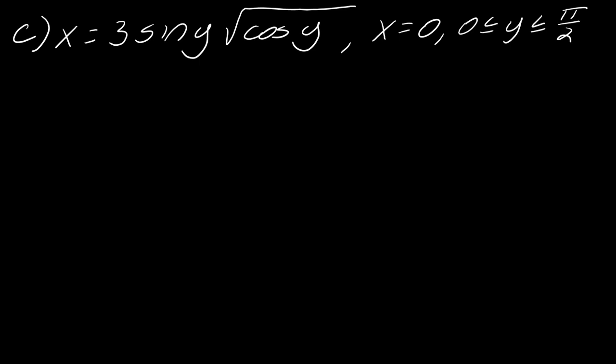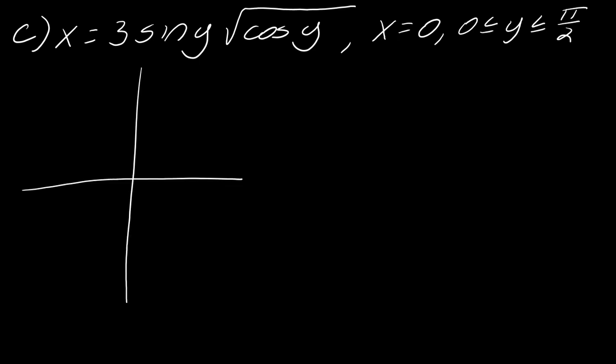Okay, and I have one more here. This is another one where I have no idea. When I did this, I wasn't even bothered trying to figure out what this graph looks like. This one's weird because it's x equals 3 sine y square root of cosine y. And this is enclosed between x equals 0, and then y falls between these values. Draw out what this part here means, because this is going to mess with you, okay?